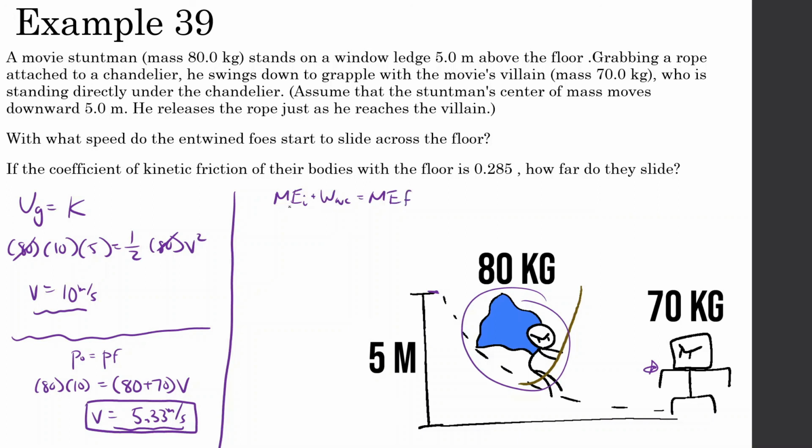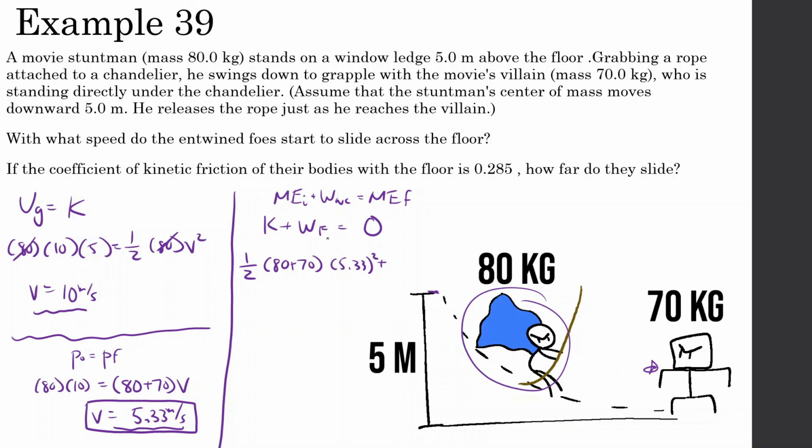So at the very beginning, there's kinetic energy. Then there's going to be work of friction. At the end, when they come to a stop, there's just going to be zero energy. So at the beginning, the kinetic energy is 1/2 mass. They have a combined mass, so 80 plus 70, v squared, they're going with the speed of 5.33 squared, plus the work of friction.